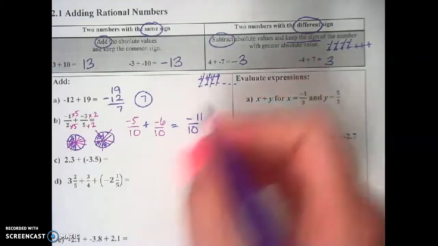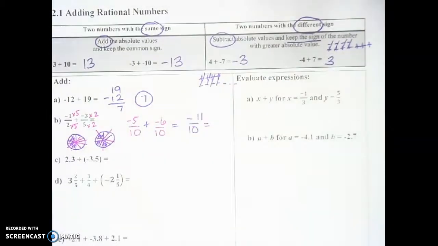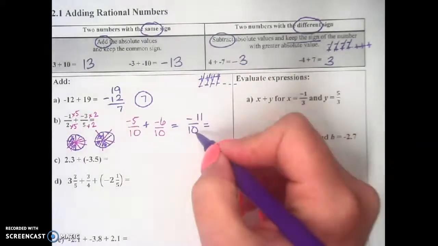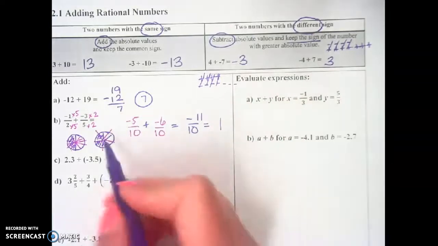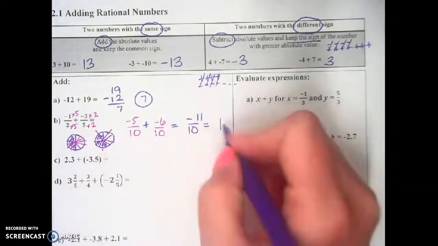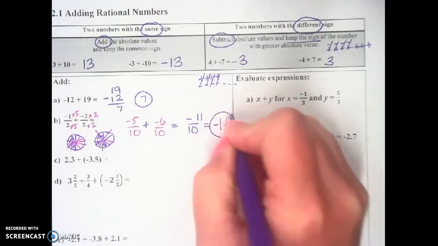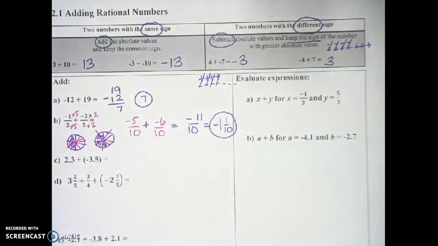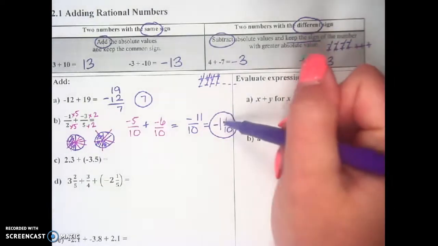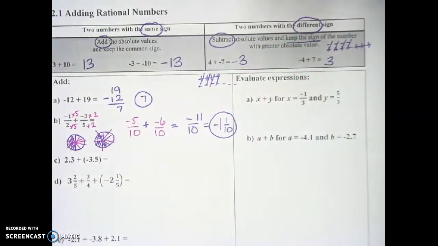Final answer, though, is if you can change that into a mixed number. 11 goes into 10 one time, so I have a whole pizza with one slice left over. Okay. Make sure that negative sign is out in front of your whole number 1. Okay, so I don't end up with a whole number and just the fraction part negative. You'll always have the negative sign out in front of your fraction.